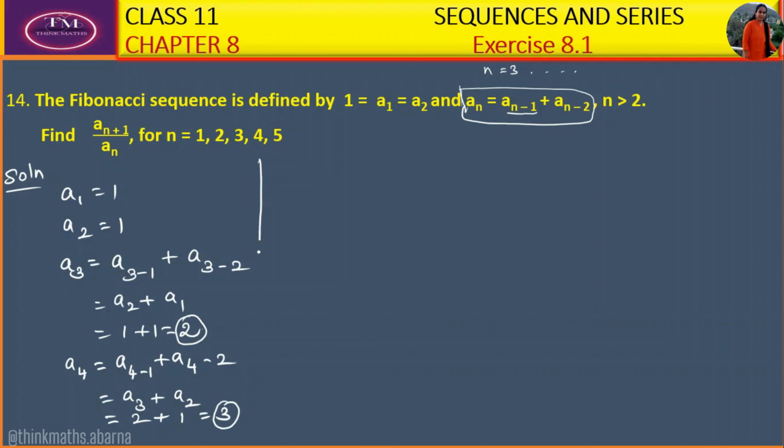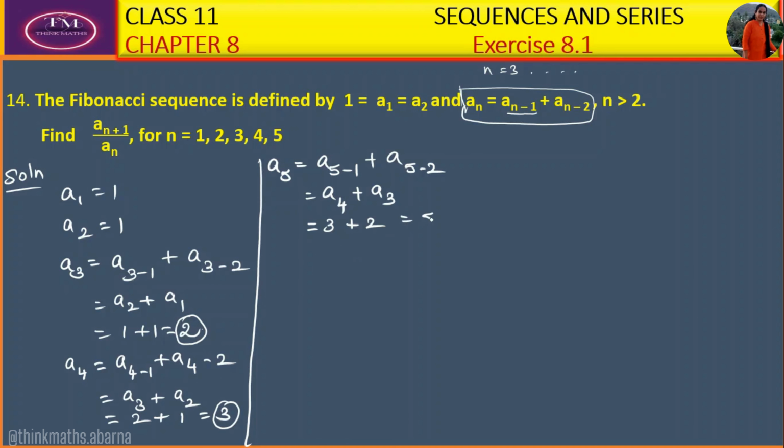Okay. Next I am moving on to A5. A5 is equal to A5 minus 1 plus A5 minus 2. So A5 minus 1 means A4 plus A3. What is A4? A4 is 3. A3 is 2. So 3 plus 2 equal to 5. This is A5. So here they ask for n is equal to 1, 2, 3, 4, 5. But if we put 5 here, it will become 5 plus 1, it is 6. So we need the value of A6 also.